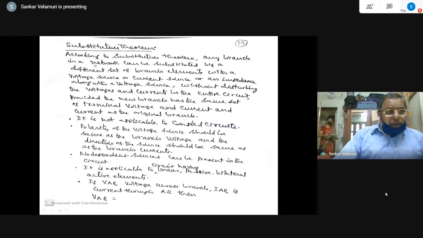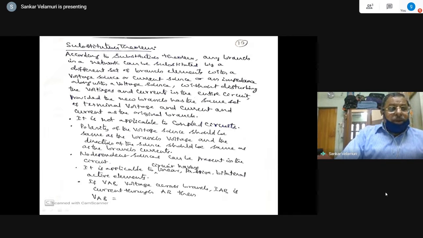So I repeat the statement. According to the substitution theorem, any branch in a network can be substituted by a different set of branch elements with a voltage source or current source or an impedance along with a voltage source, without disturbing the voltages and currents in the entire circuit, provided the new branch has the same terminal voltage and current as the original branch itself. So the branch in the circuit can be replaced by another set of elements as long as the terminal voltage and the load current are the same as in the original circuit.